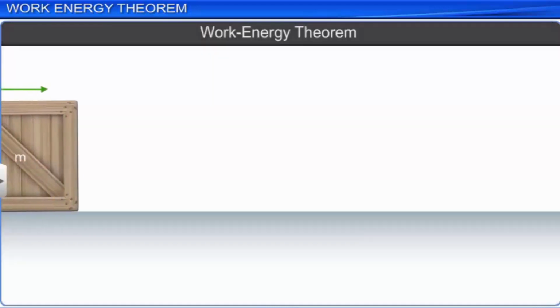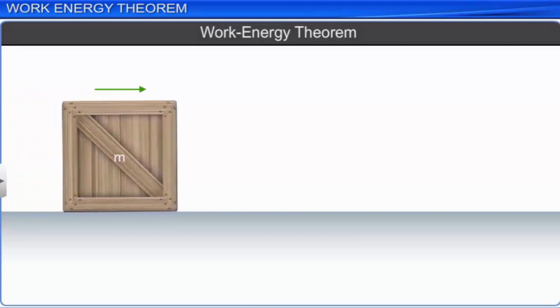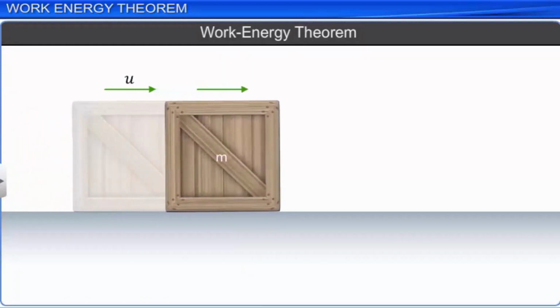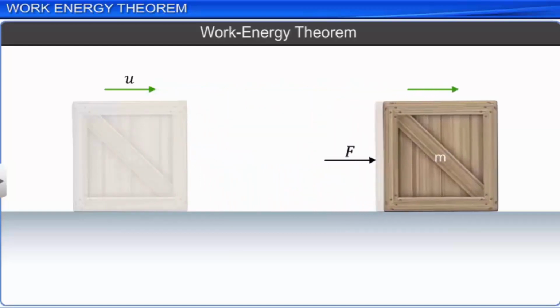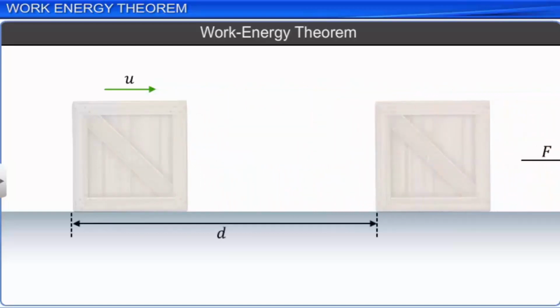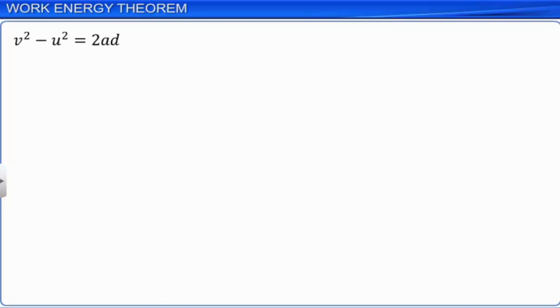Consider a body of mass m moving with initial velocity u and let the constant net force F act on it. At the end of displacement d, its velocity becomes v. We know from the equations of motion that v squared minus u squared is equal to 2ad.